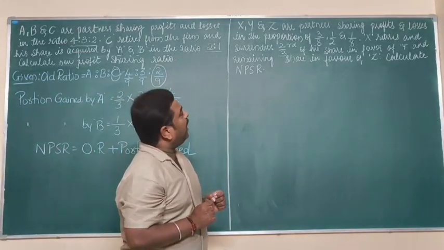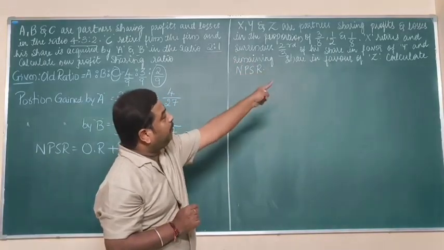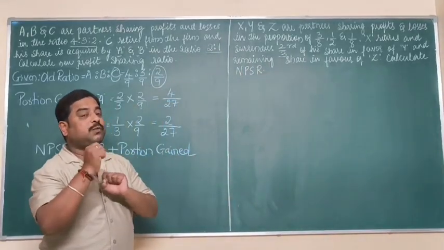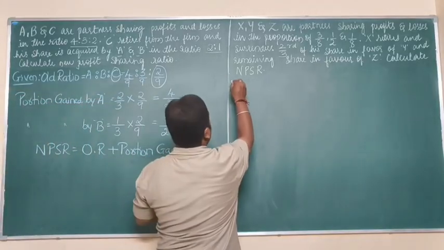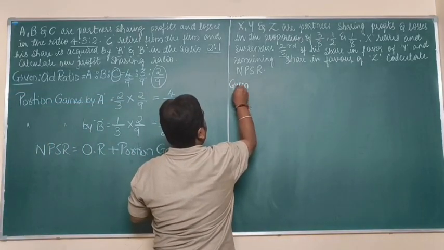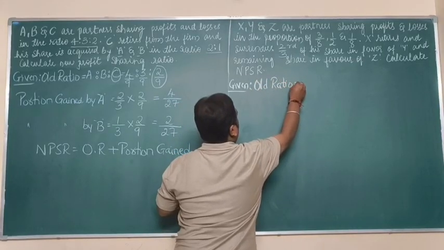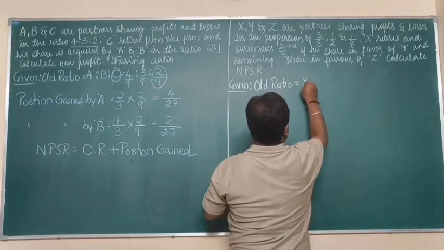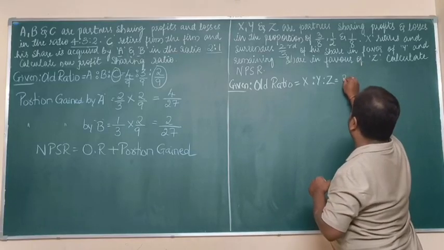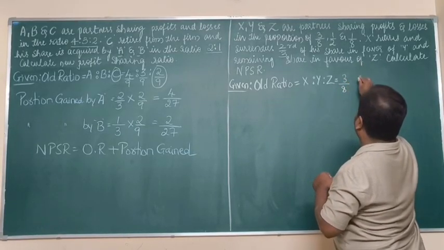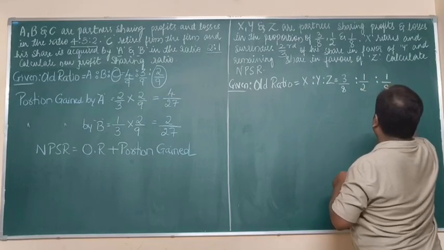Okay. X, Y, Z are partners sharing profits and losses in the proportion of 3 by 8, 1 by 2, 1 by 8. Now when they use this word proportion, when they give you different denominators, we have to make them same now. So what is given to you? Let us write what is given. Given old ratio is equal to X is to Y is to Z. What is the proportion they have given? 3 by 8 is to 1 by 2 is to 1 by 8.